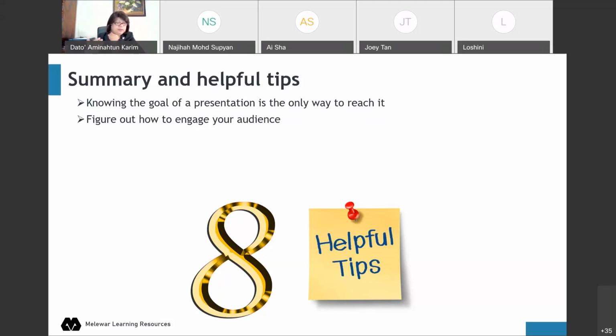And then you have to think about how to engage the audience, right? This one I want to remind you because it's very important for you to know your audience. Are you going to speak to bankers? And what kind of bankers are they? Are they foreign bankers, Americans, British, Japanese? Or are they all Malaysians? Because if they're all Malaysians, your approach will be different, right?